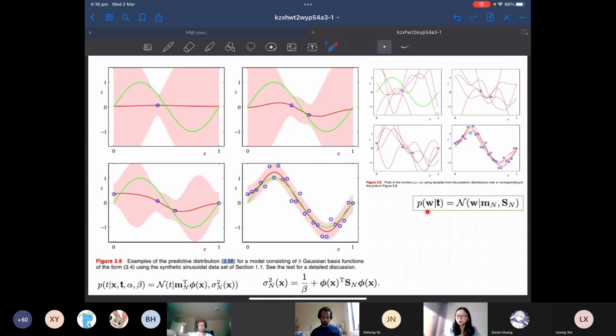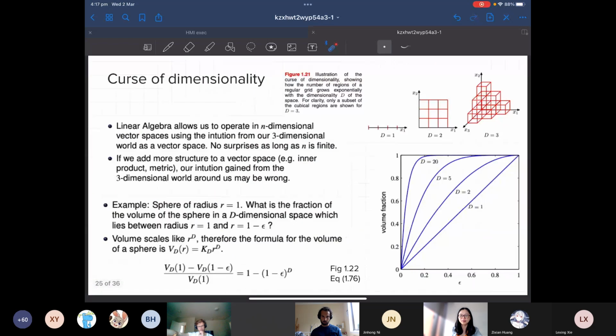And we can also sample from the posterior of W, which gives us initially curves that are all over the place. And then after a lot of data points, they look like the sinusoid that we're trying to fit. So that's nice. Yeah, okay, the page flip is rather slow on Teams. I hope you got some of that.